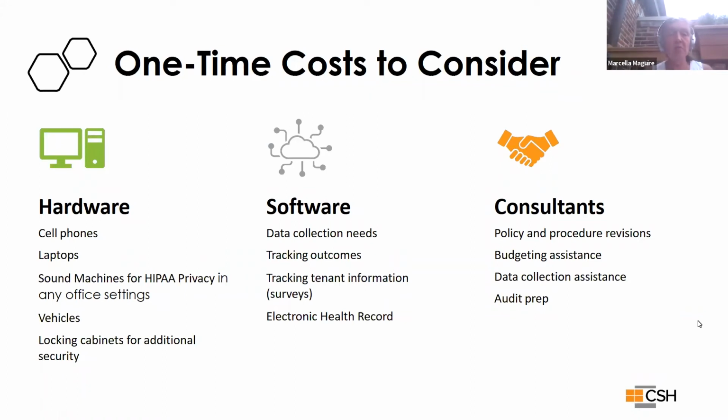What hardware do you need? What cell phones? What laptops? What sound machines if you're in an office setting? What vehicles? What locked cabinets do you need for additional security? That's hardware costs. Software related costs.